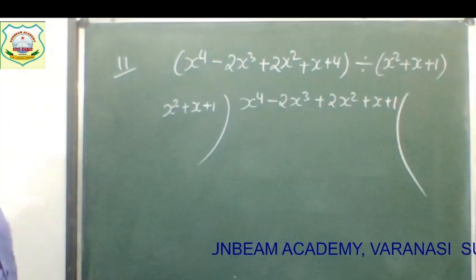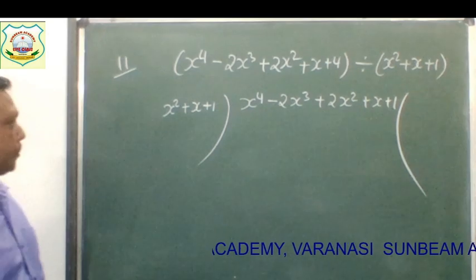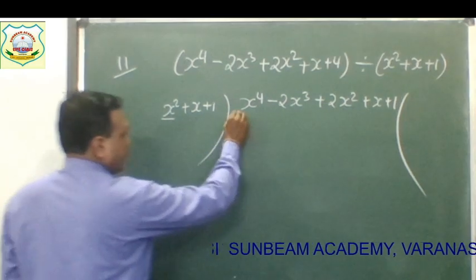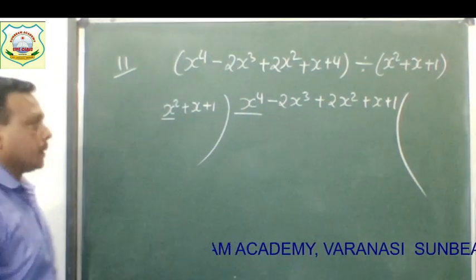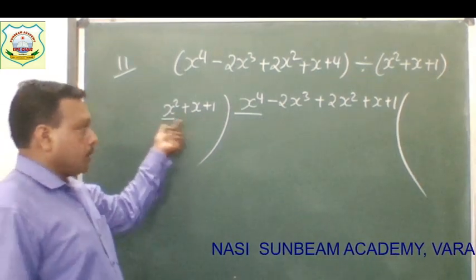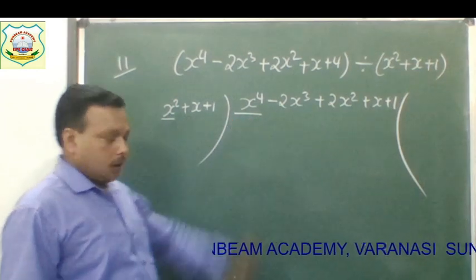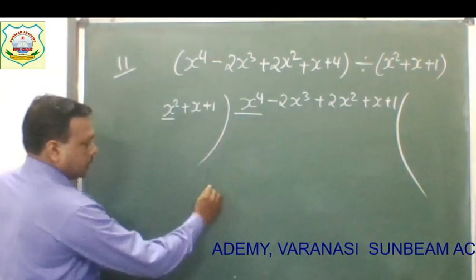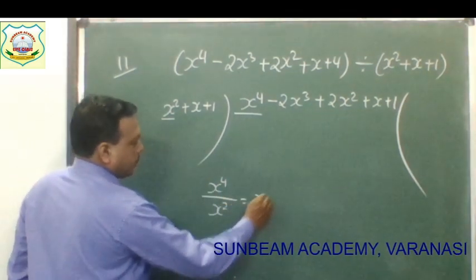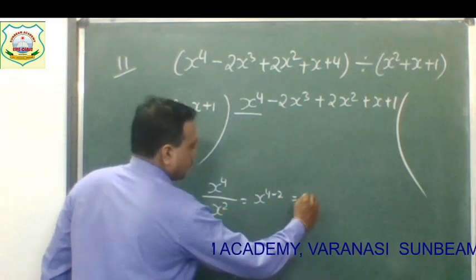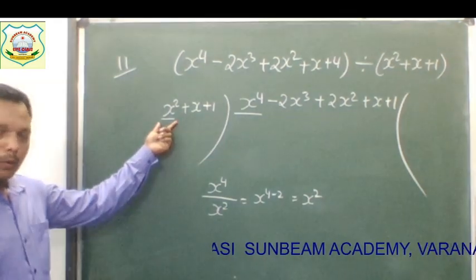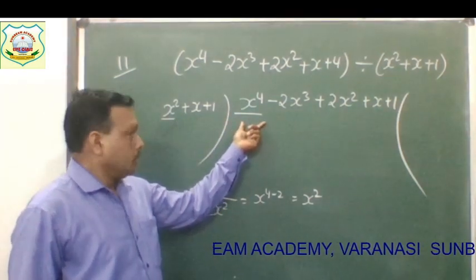This is the same procedure that we wrote previously, and again we will see the first value of the divisor and the first value of the dividend. Clear? x power 4 and x square. What should we multiply with x square to get x power 4? Take the first value of the dividend, x power 4, and here x square, so x power 4 divided by x square gives x power 2.